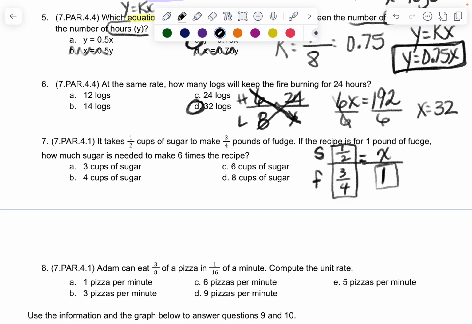So now we have, for 1 pound of fudge, it takes 2/3 cups of sugar. But the question is asking how much is needed to make 6 times the recipe. So now we're going to take that 2/3, multiply it by 6, and we get 4.